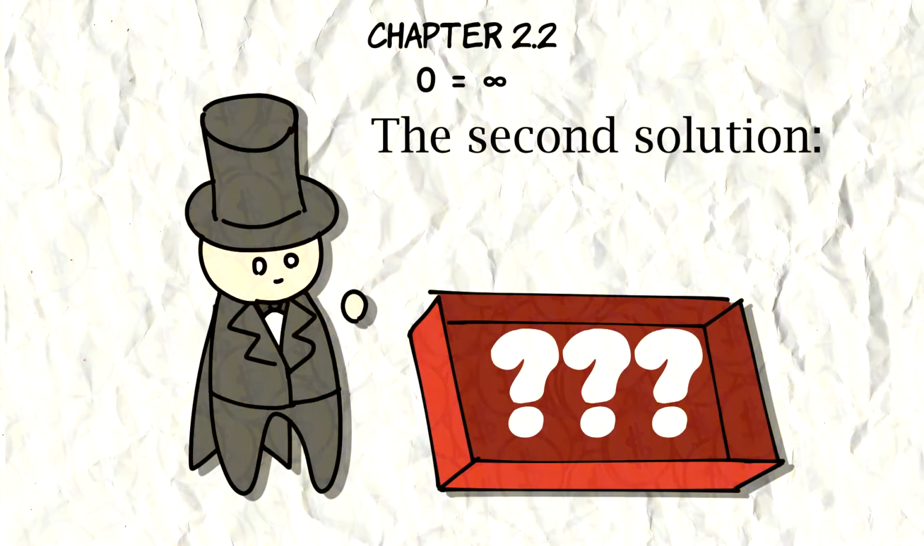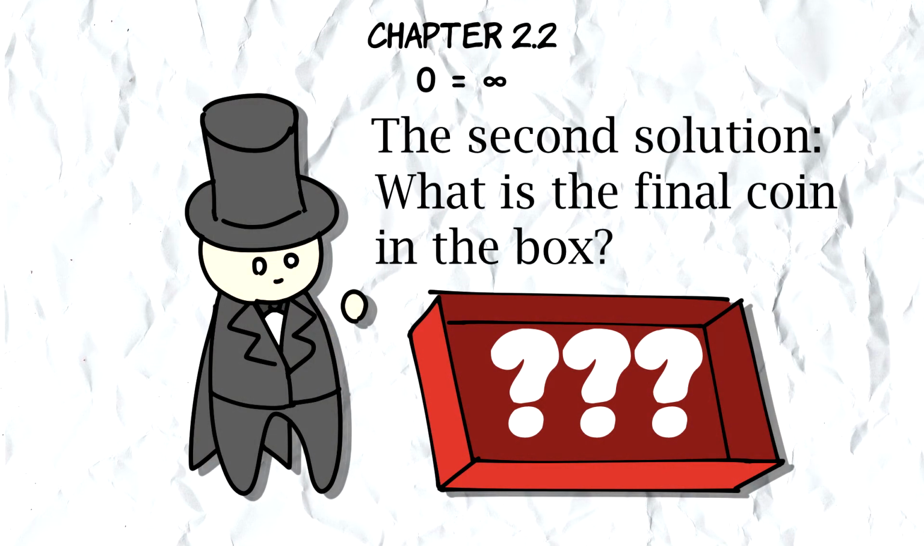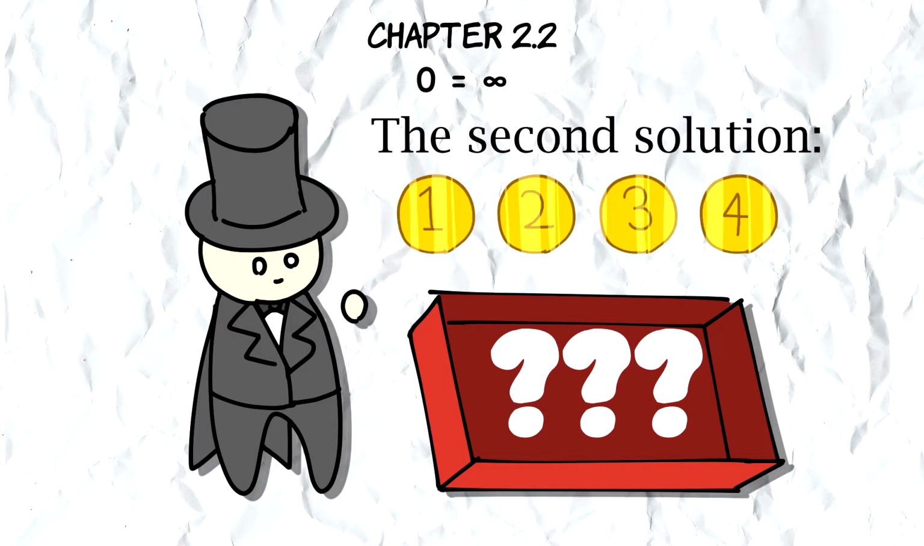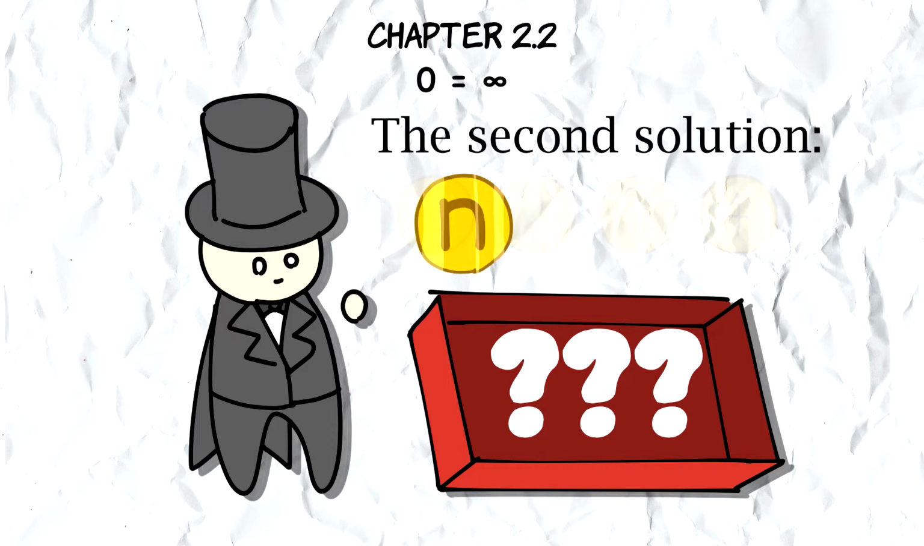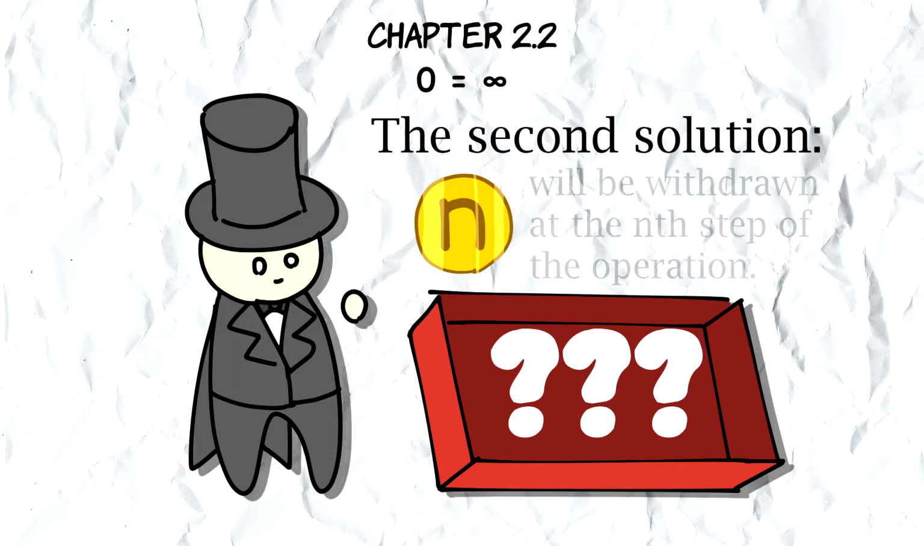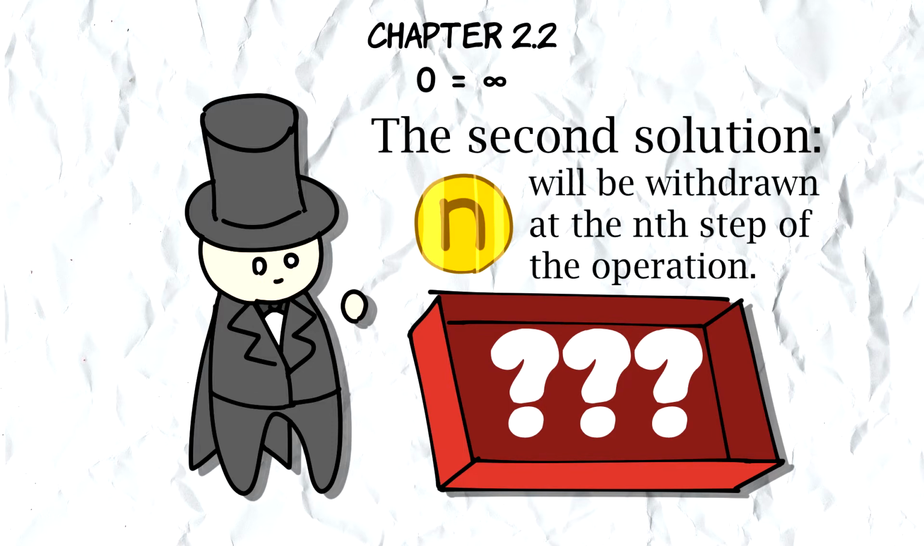And the second solution: what if we ask ourselves, what is the final coin in the box? Each coin placed in the box might be given a number. Assume that n is the value of one of the coins in the box. The coin will then be withdrawn from the box at the nth step of the operation. That would indicate that every coin placed in the box would be removed at some point.